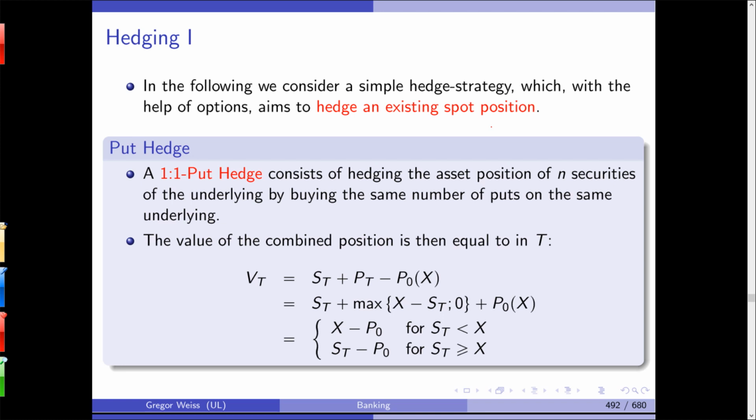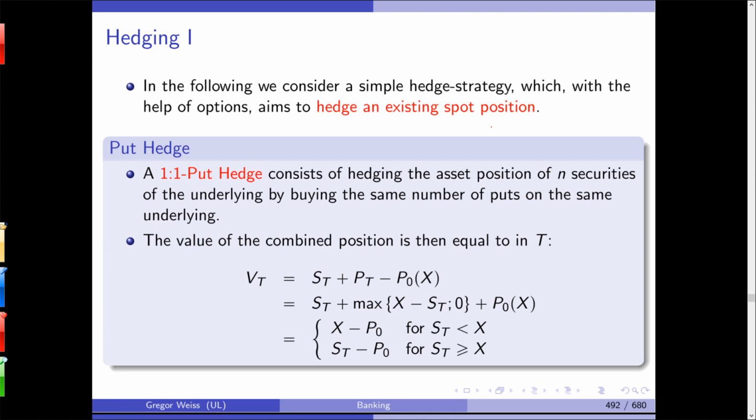Let's assume I have a stock. I have bought a stock. I will then hedge my asset position of N stocks. Let's assume, again, it's Tesla, N Tesla stocks, by buying the same number of puts on the same underlying. The result is I've bought 10 stocks, or actually this is one-to-one. Let's say I have one stock.